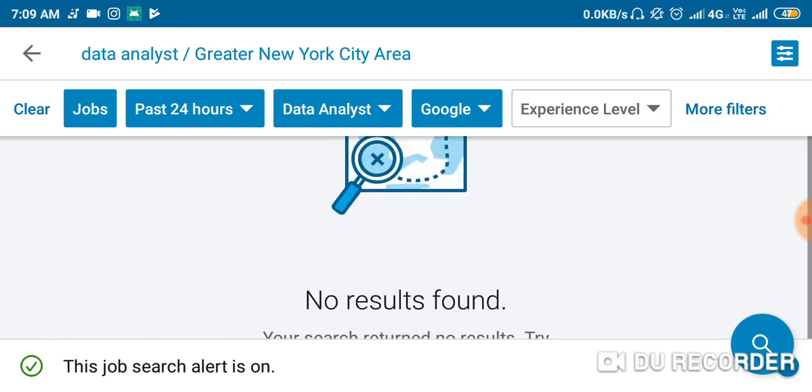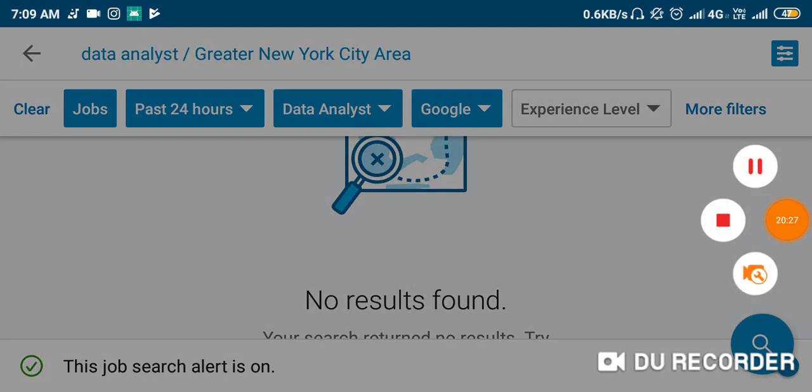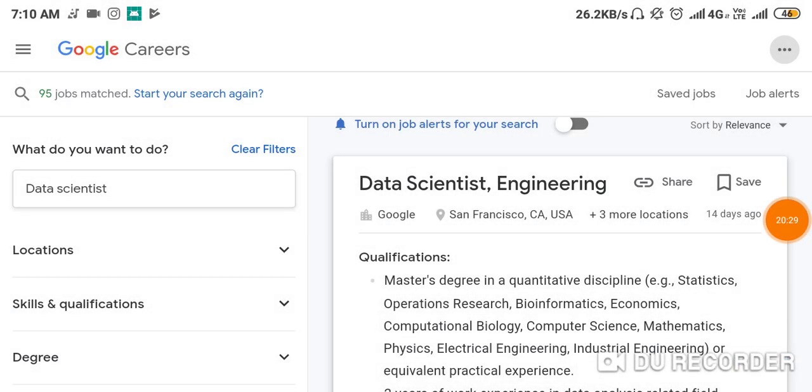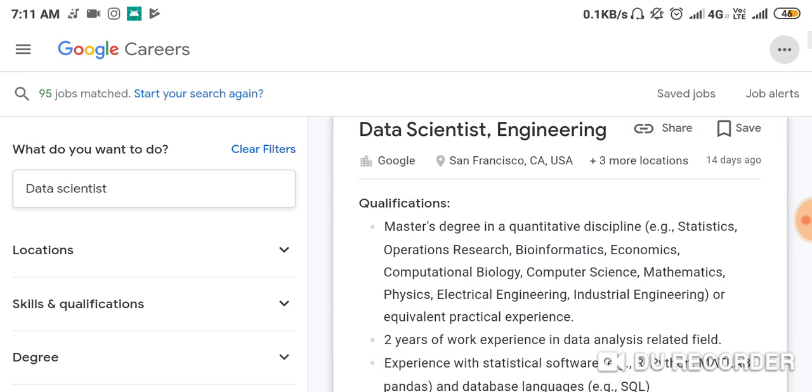Actually, LinkedIn is not able to tell about careers in Google in this way. But don't worry, just wait. Yes, so just look here. This is a data scientist engineering job in Google. And what types of qualifications are needed?